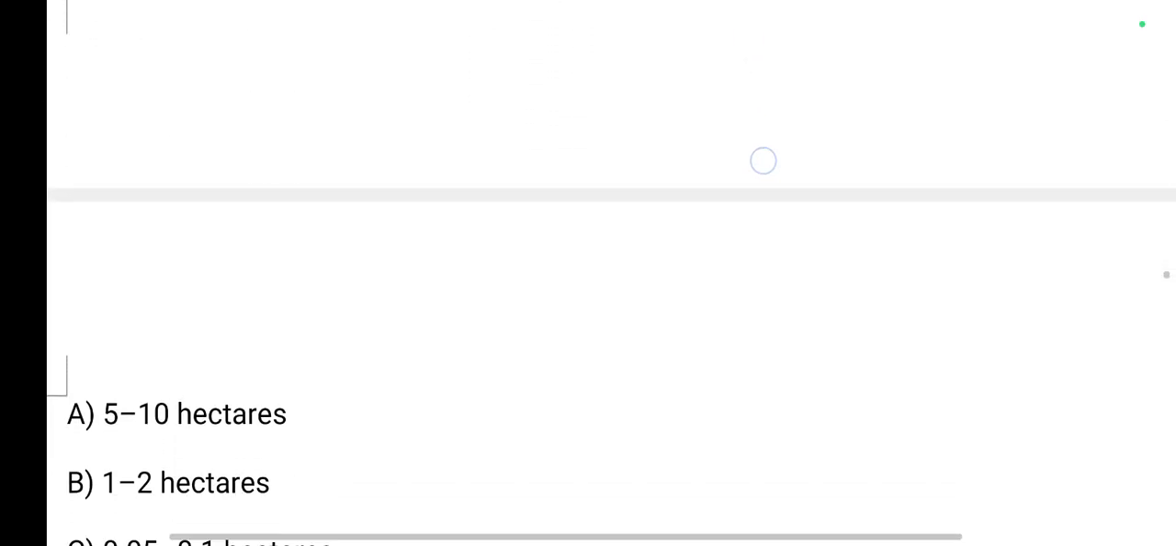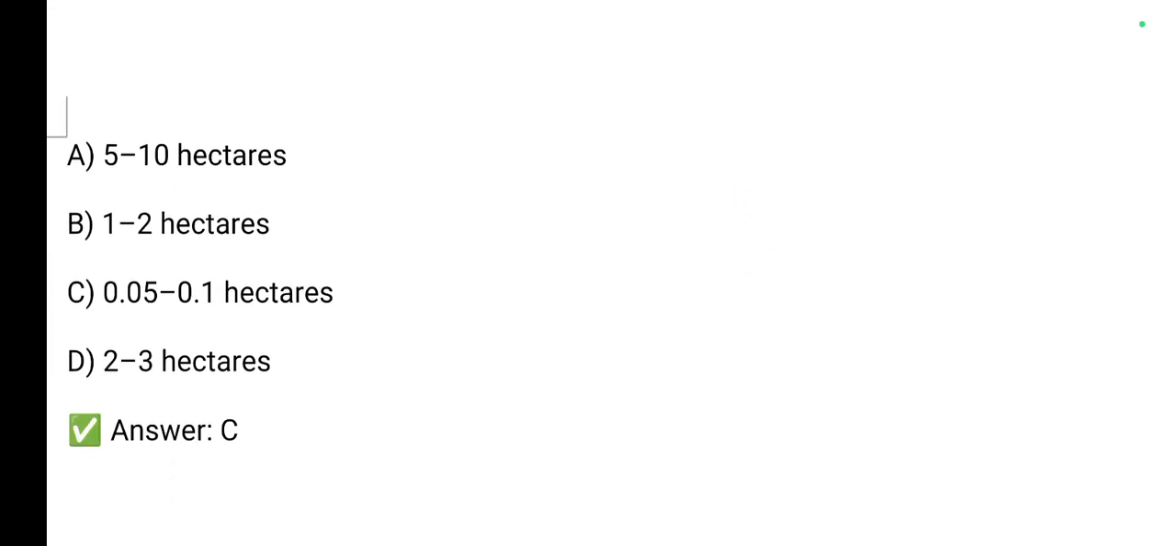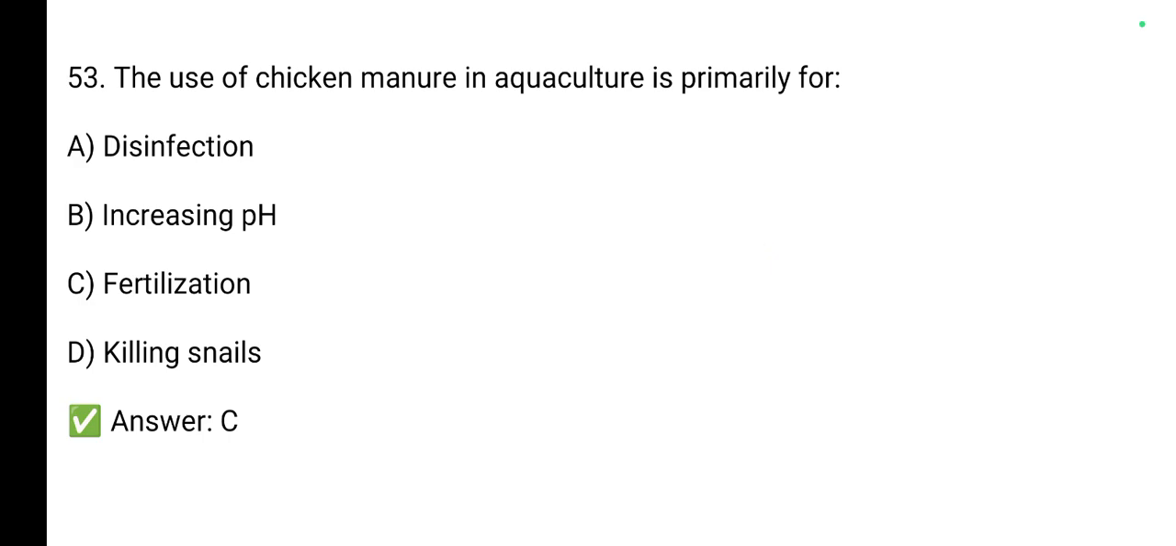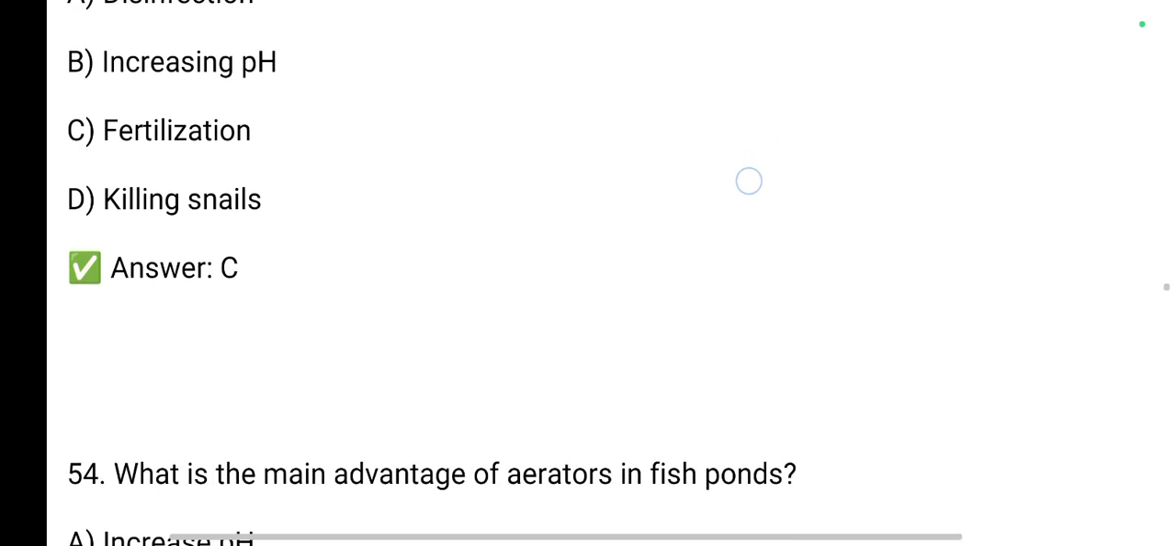What is the ideal size of a nursery pond? So it is 0.05 to 0.1 hectare. Polyculture benefits include all of the above, that is higher yield, better space and efficient feed use. Use of chicken manure in aquaculture is primarily for fertilization.